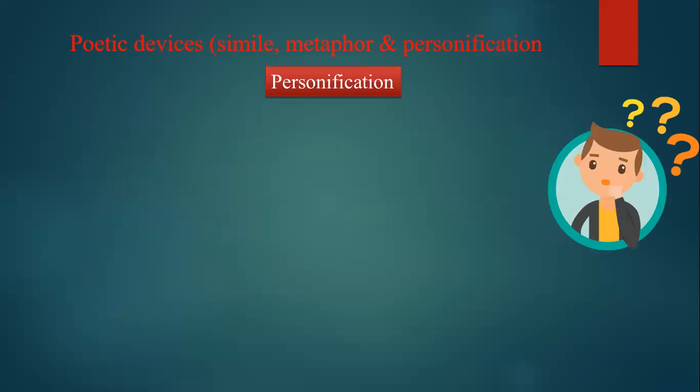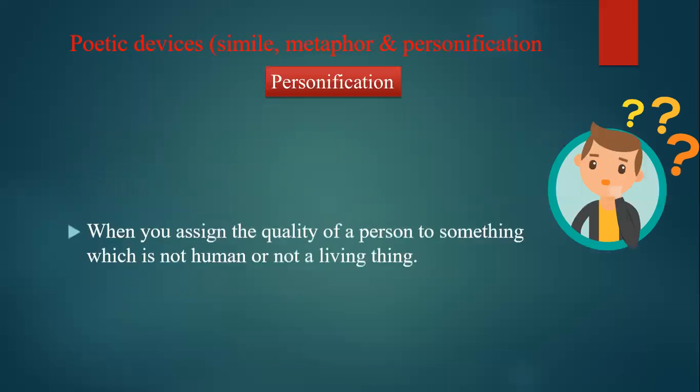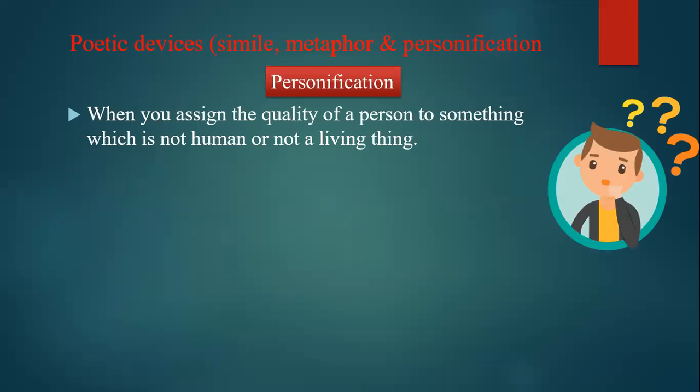So here comes our third poetic device, personification. What is personification? Personification is when you assign the quality of a person to something which is not human or not a living thing. Okay, basically, the things which are inhuman or not living, you're going to assign the qualities of living things to them. They are called personifications.